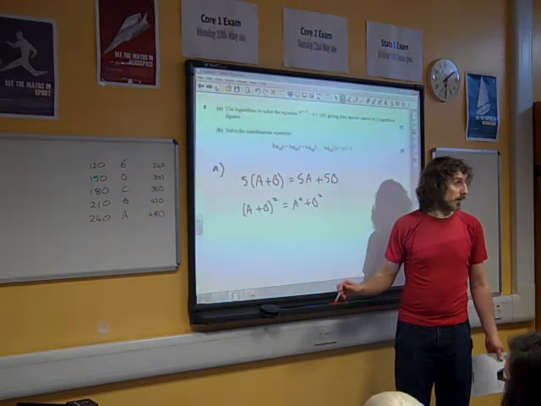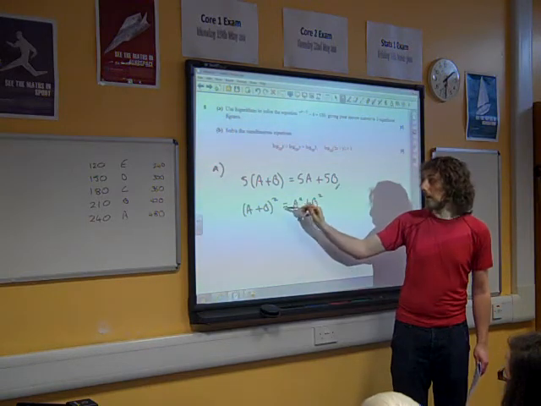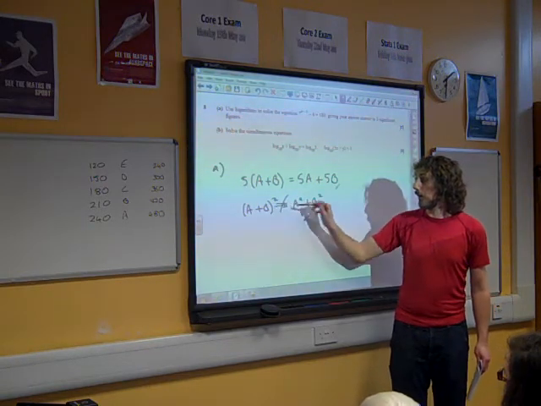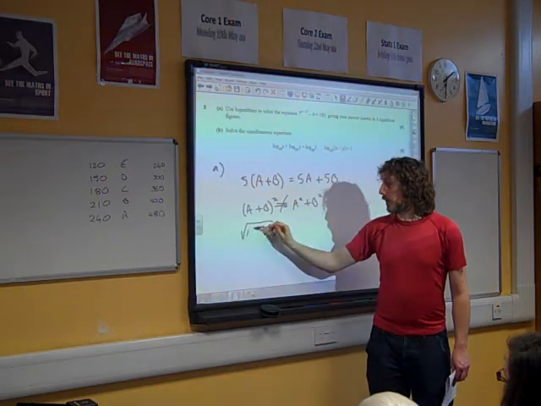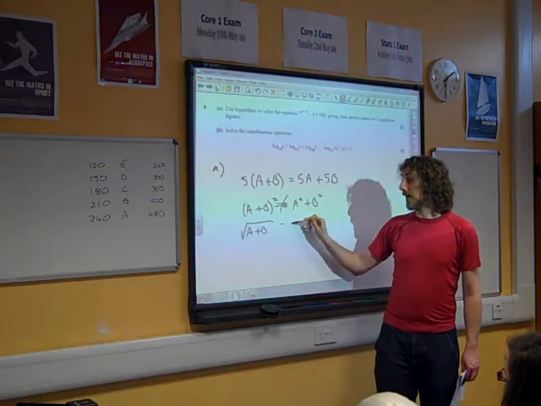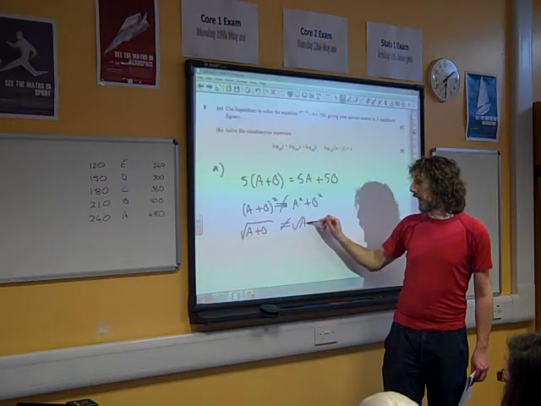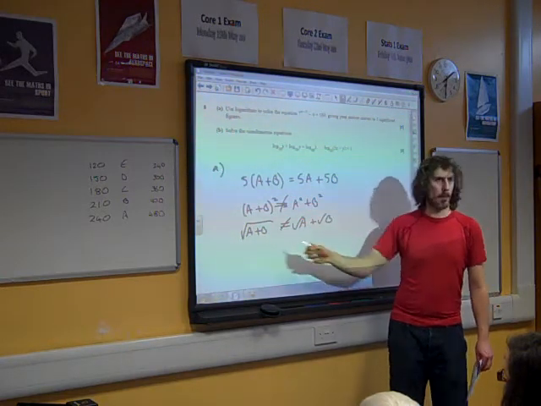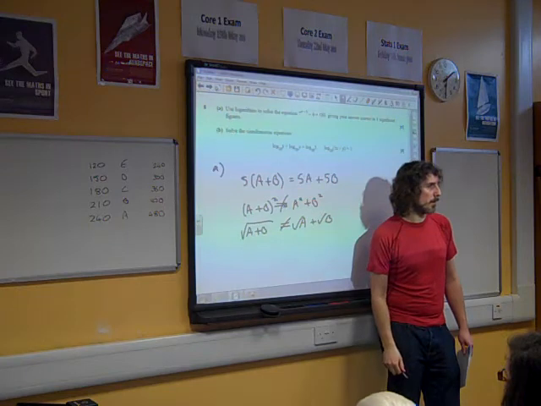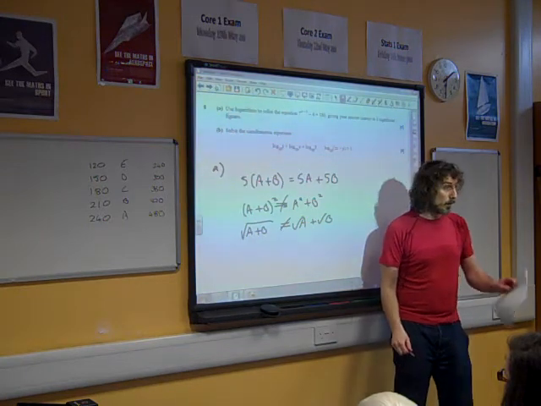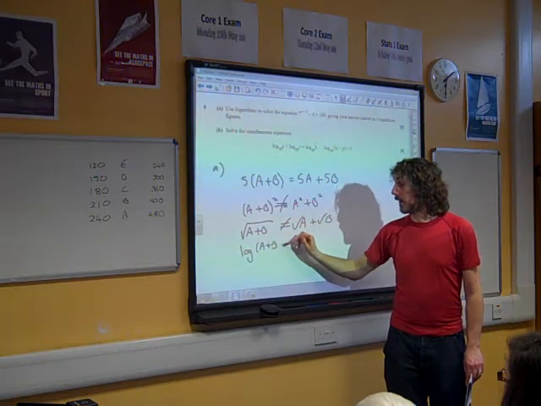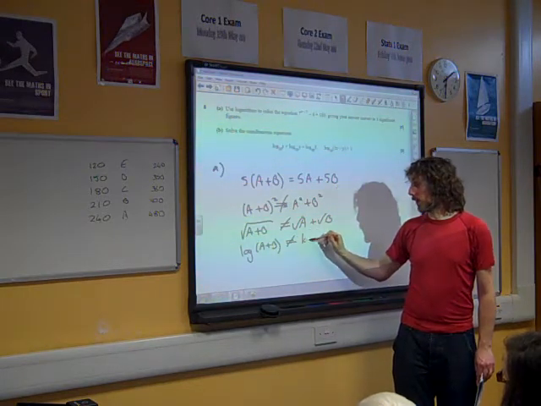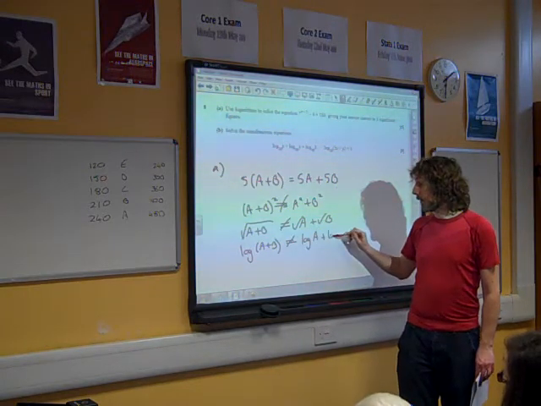And it doesn't, does it? You would have a 2ab. Oh, so that's not equal to that. We do the square root of a plus b, and that's not equal to root a plus root b, because otherwise Pythagoras' theorem wouldn't work. And we do logarithms, the log of a plus b, and it's not equal to log a plus log b.